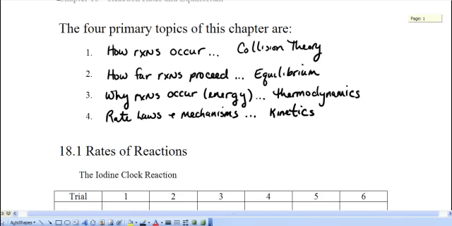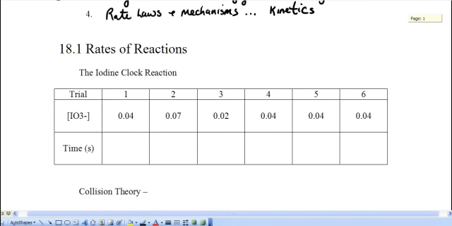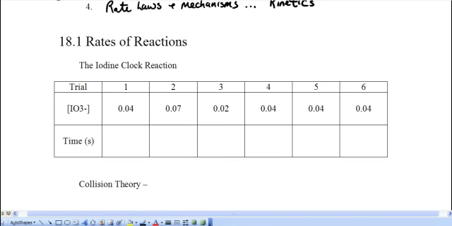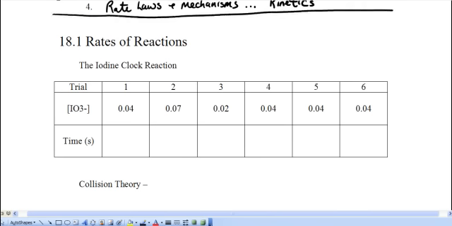Collision theory. 18.1 deals with rates of reactions. And so what we're going to try to do is figure out what affects how fast a reaction goes. Now before we do that, we want to go back and review what actually happens during a chemical reaction. I'm going to draw a line here across the top so we don't interfere with that.